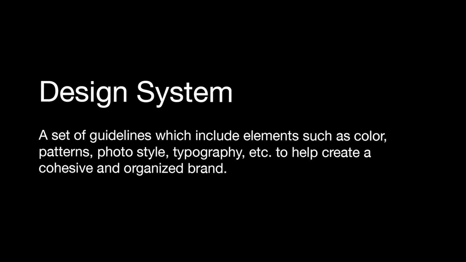The first term is a design system. This is a set of guidelines which include elements such as color, patterns, photo style, typography, etc. to help create a cohesive and organized brand. So basically, this is a set of rules or guidelines that help you know what you need to do to make your brand consistent from platform to platform or screen to screen, depending on what you're working on. And also, if there's more than one designer working on the same project, or one that's working on it currently, or they worked on it in the past, then it can be handed off to a different designer. So it just makes it easy so that it stays cohesive over time.